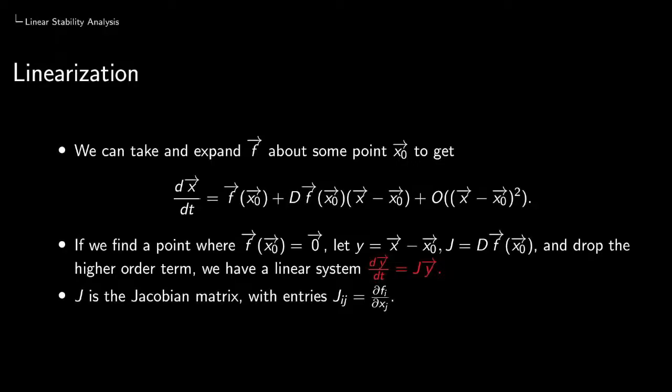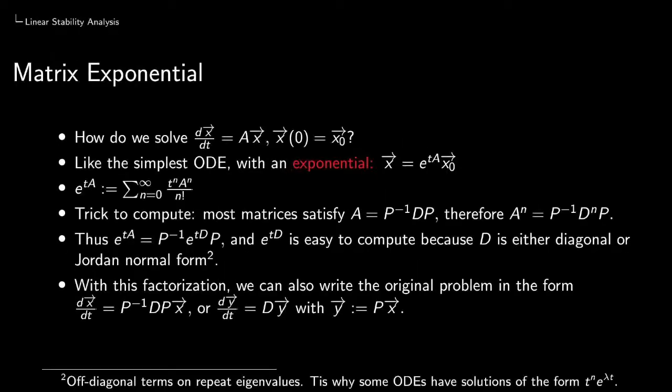As we see here, that linear system of equations is defined as dy/dt equals J y, where J is the Jacobian matrix, whose entries are defined as the derivatives of the different components of f with respect to the different components in x. This is a very nice, useful tool to have. So we have a linear matrix system, dy/dt equals J y. Now the question is, how can we solve such a system?